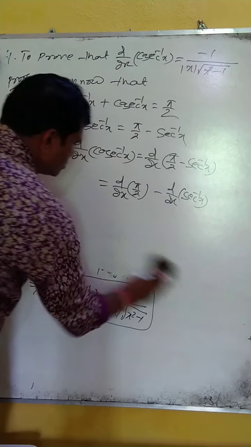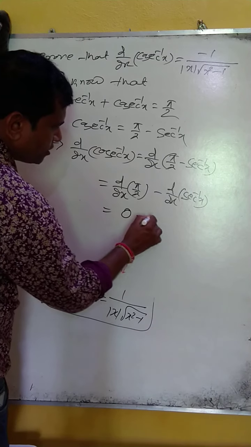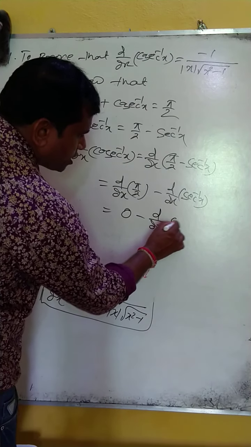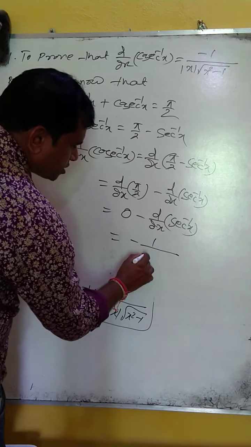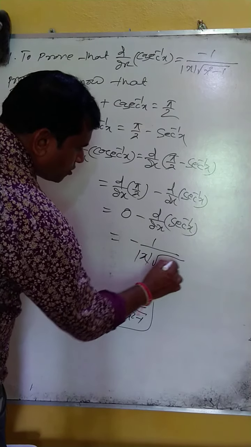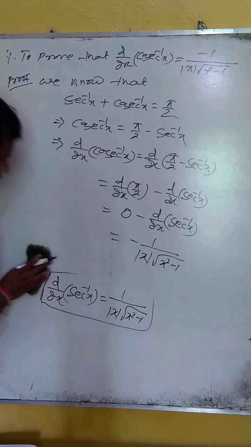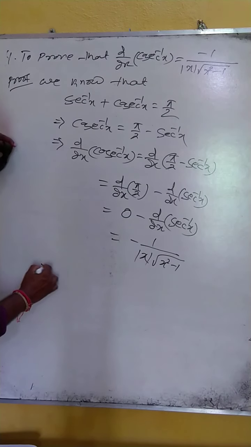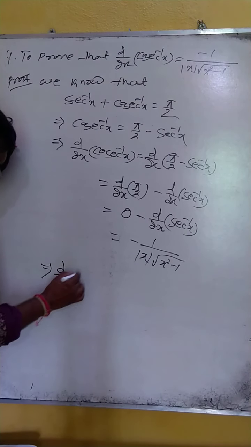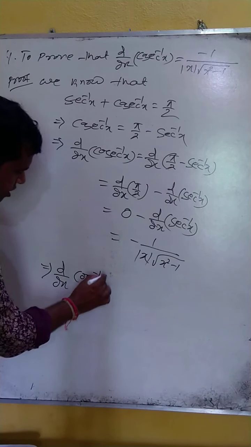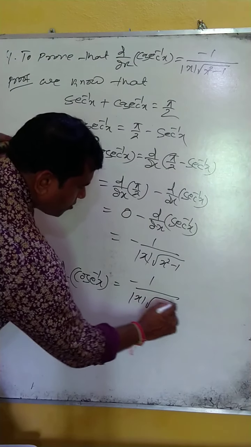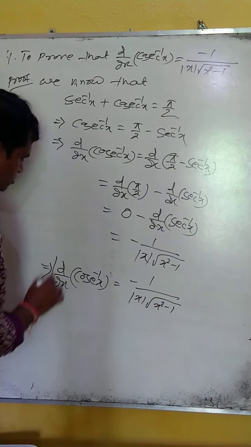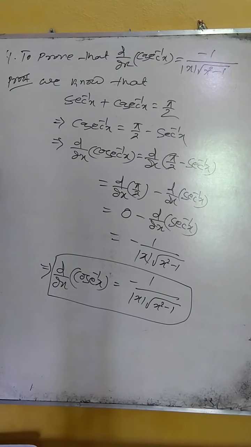That equals 0 minus d by dx of sec inverse x. We know the derivative of sec inverse x is 1 by mod x root over of x square minus 1. So the derivative of cosec inverse x is equal to minus 1 by mod x root over of x square minus 1. This is the derivative of cosec inverse x.